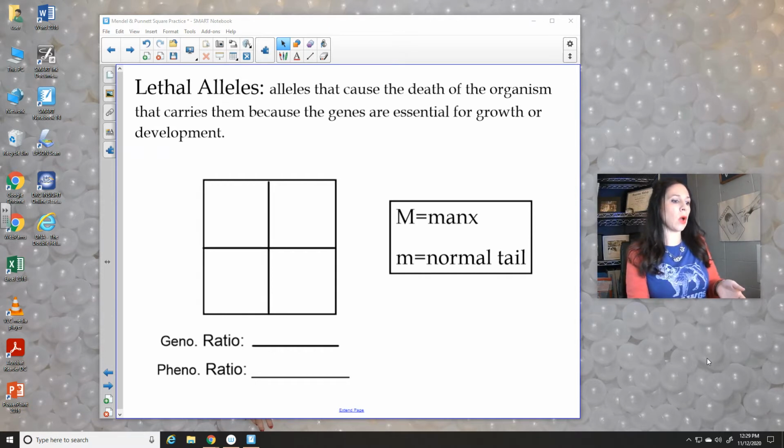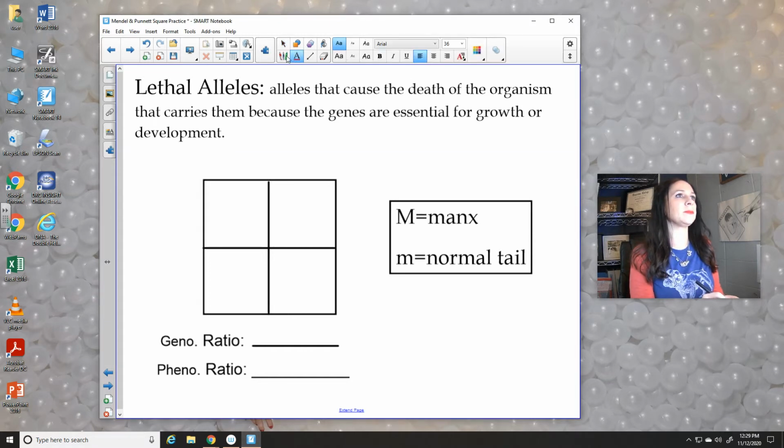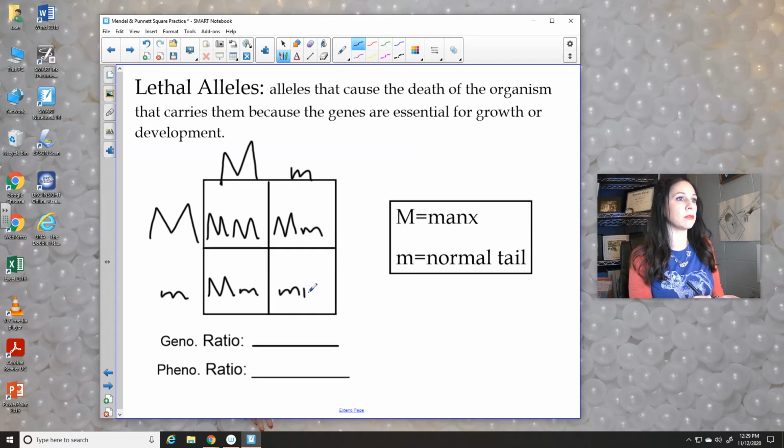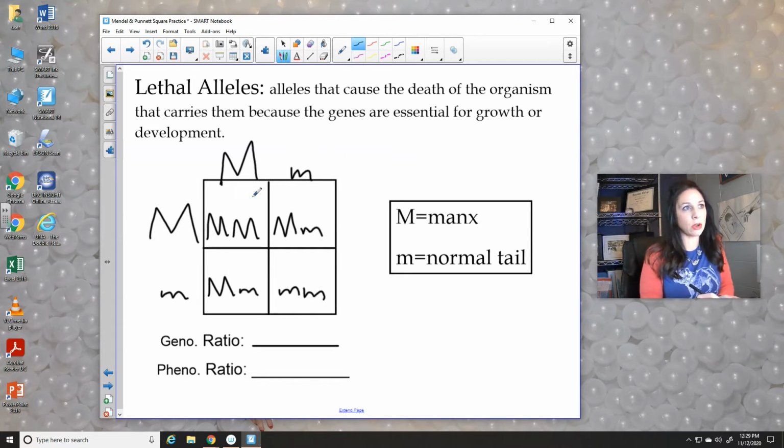So I want to cross two Manx cats. So a Manx cat is always a heterozygote, so big M, little m. When you cross them, you're going to get a predictable ratio. However, with lethal alleles, notice that we have this one individual that's homozygous dominant. This is going to result in half a cat that will not survive.